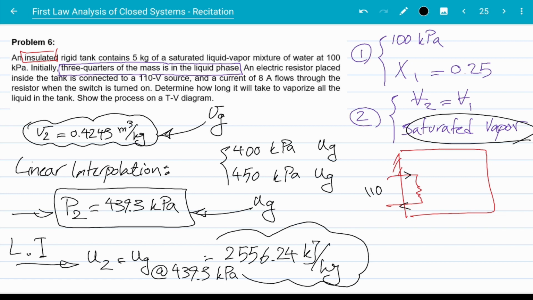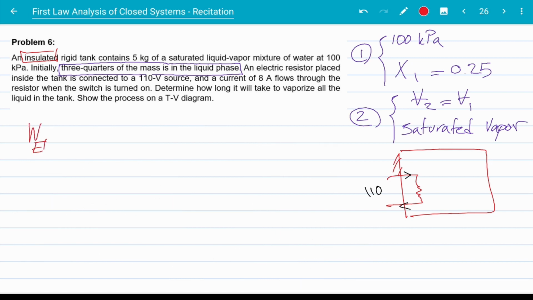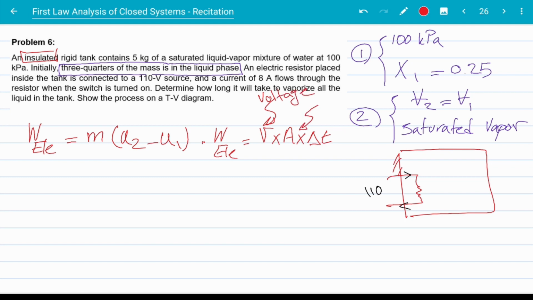Now we have both internal energies at initial and final state. We can jump back to our first law equation. So the electric work was equal to the mass times U2 minus U1. Now what is the electric work? Electric work is electric power, which is voltage times amperage, times time, delta t. Okay, so this is voltage, this is amperage, and this is just time.